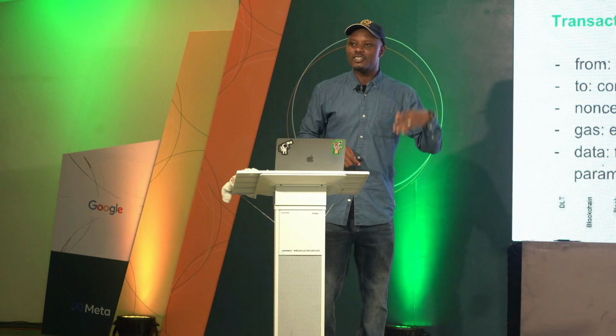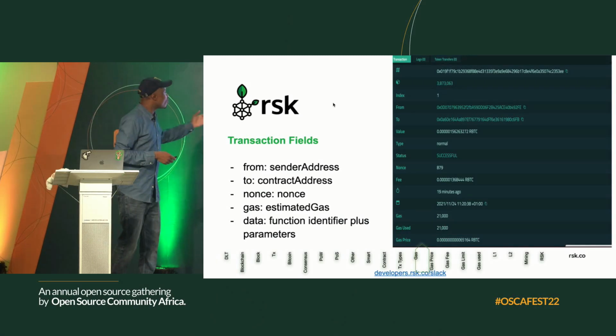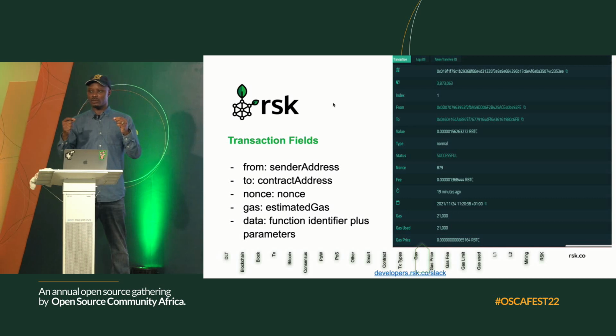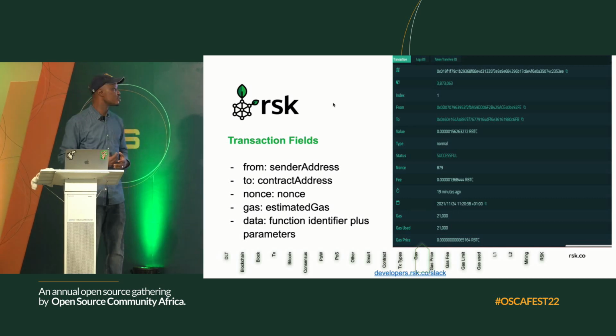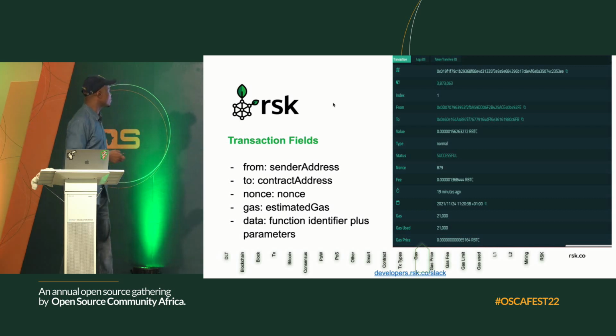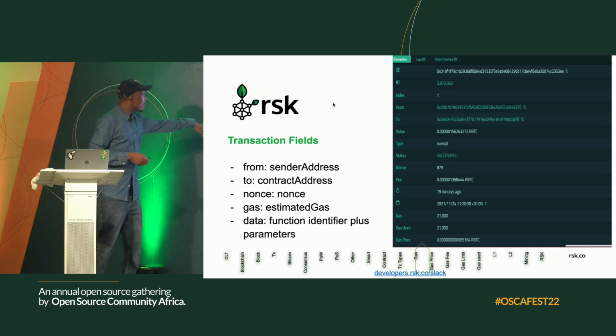We've been talking about transactions. Now, let's look at transaction fields. A typical transaction contains different fields. You have the from field, which contains the sender's address. You have the to field, which contains the smart contract you are calling, or your friend's address where you want to send your token. We have nonce.